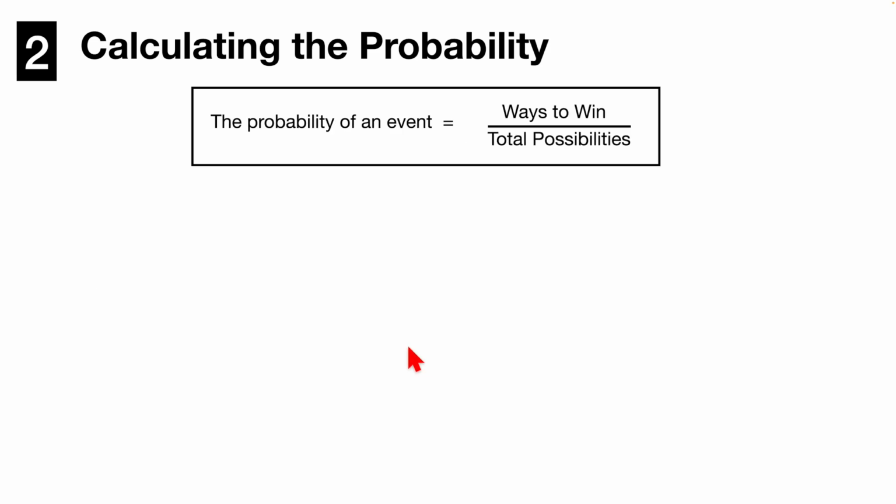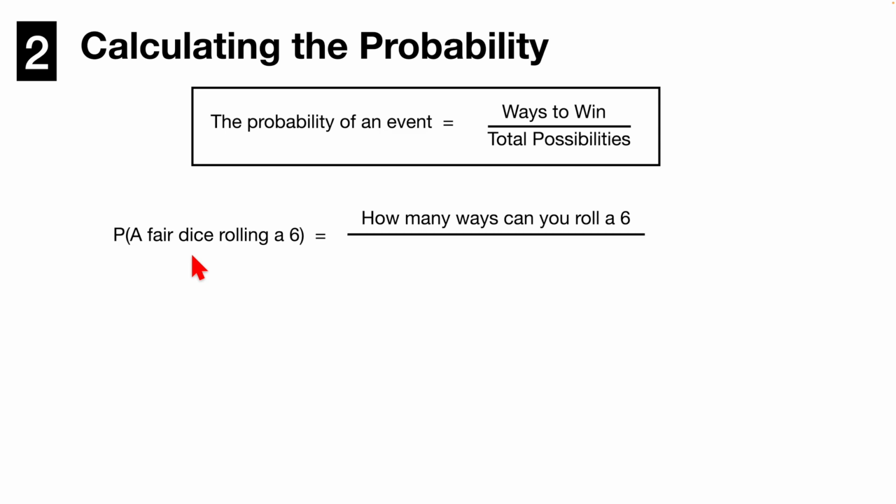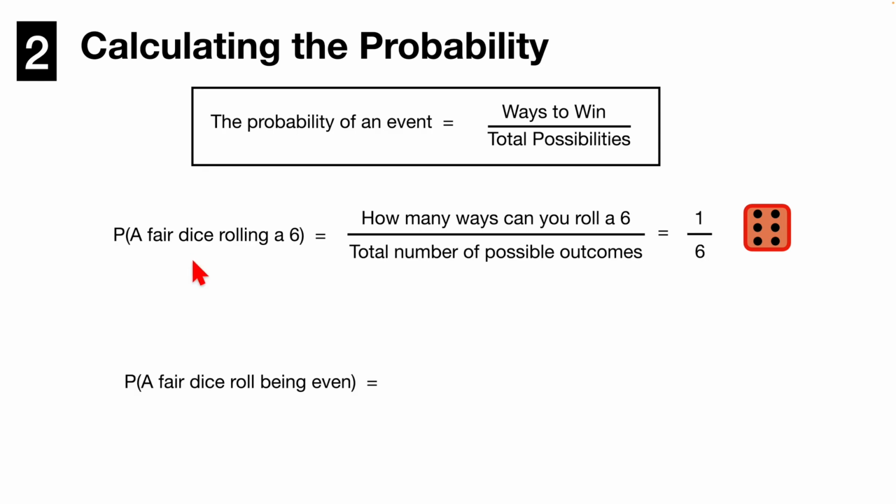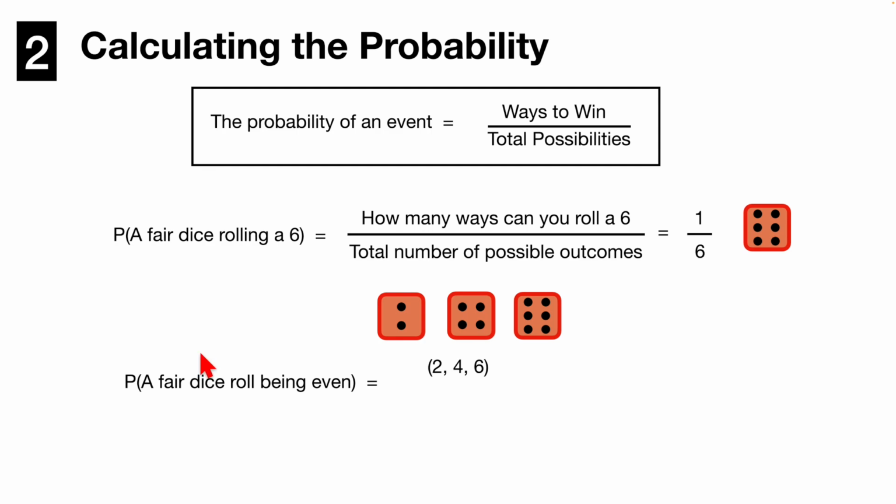So the probability of an event is ways to win over total possibilities. Probability of a fair dice rolling a 6. How many ways can you roll a 6? Well, 1 over the total number of possible outcomes. There's one way of rolling a 6. It's 1 over 6. Thank you very much. The probability of a fair dice being even, it's a bit more complicated. You can throw a 2, a 4 or a 6. So that's 3 ways, but there's 6 possible outcomes. So that's 3 over 6 or a half.